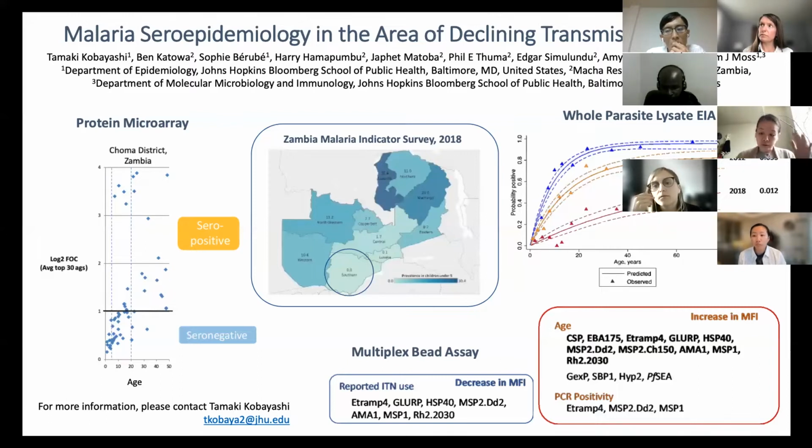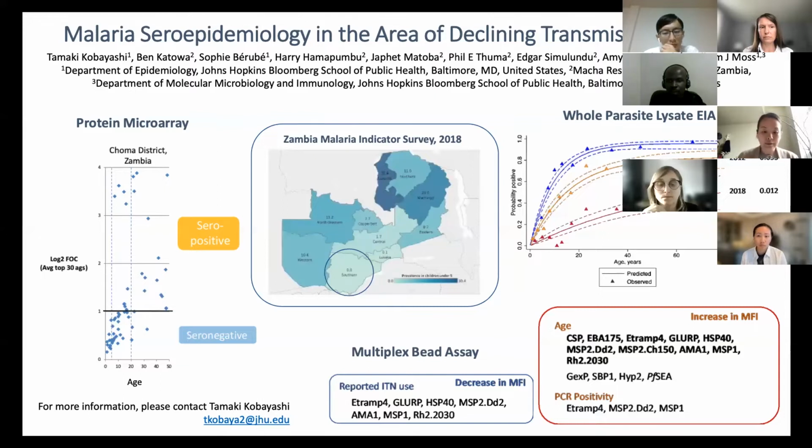And not only the slope of the younger age population, which corresponds to force of transmission in this area, but the overall seropositivity among the older population declined, meaning that the older population has lost accumulated immune response to malaria parasite, and that would indicate more older people may present to health centers with symptoms.